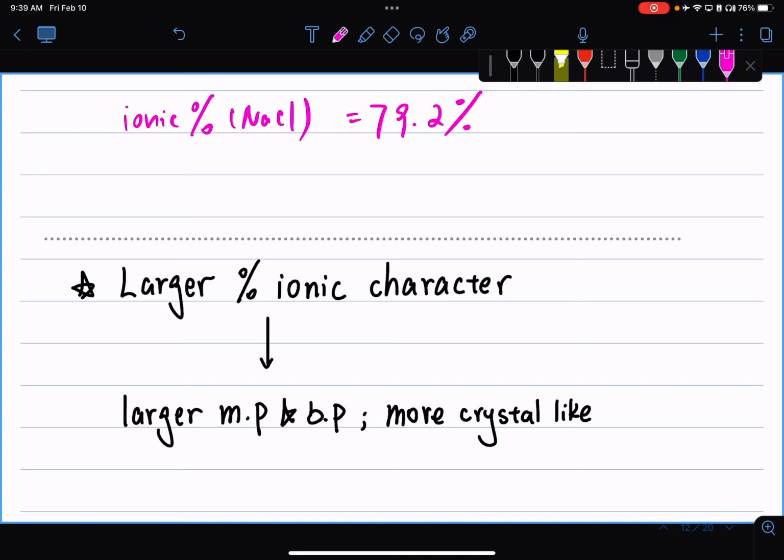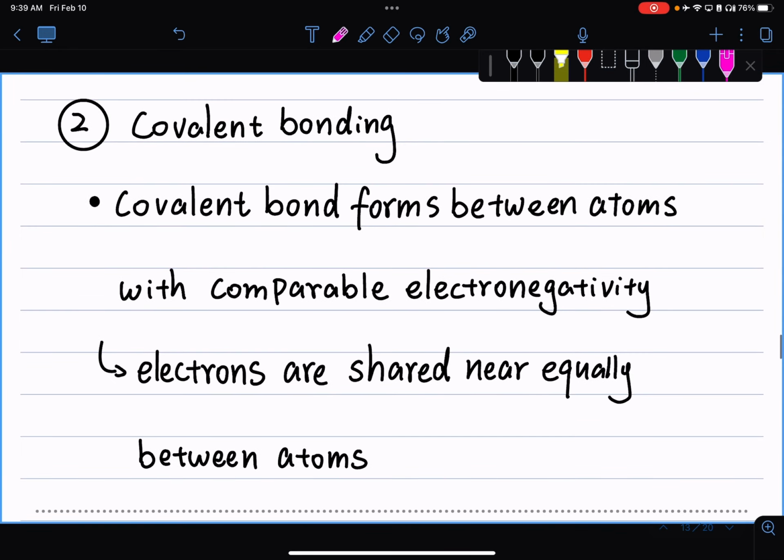I don't think I can finish, but I'll try to introduce you to the idea of covalent bonds, and next Monday we'll pick up where we left off. So now we're moving to covalent bonding. Covalent bonding, again, is different from ionic bonding. What we're talking about is atoms having similar electronegativity, different from ionic bonding, where the atoms have very large electronegativity differences. Here we're talking about atoms with comparable electronegativity, where electrons are shared more evenly between atoms.